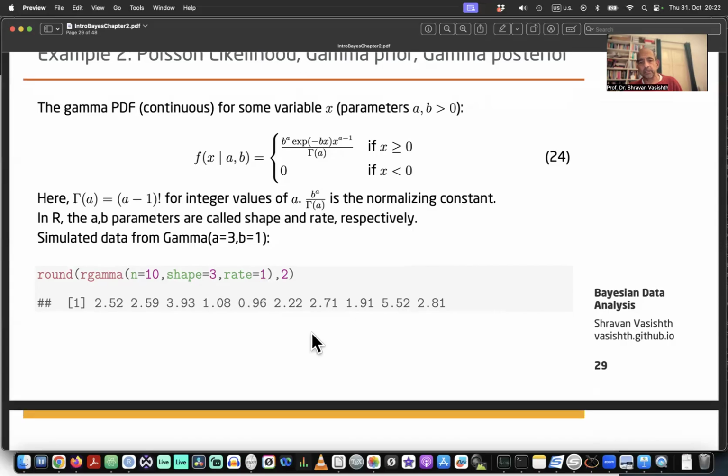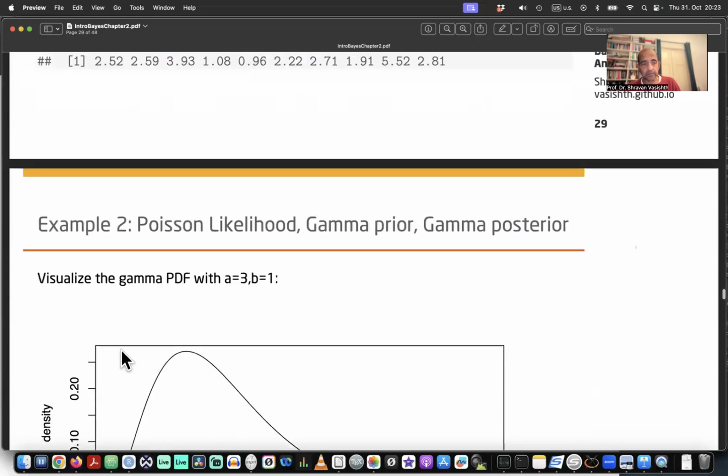And so you see the kind of continuous values that the gamma distribution will produce. The gamma distribution is a continuous distribution. The Poisson distribution is not. It's a discrete distribution, right? But we are modeling the prior on the lambda parameter, and so we are using a continuous distribution, the gamma distribution, to model that. The rate value can be any real number, so it doesn't have to be a discrete number. That's why we are getting these kinds of numbers out of this gamma distribution, because it's a continuous distribution.